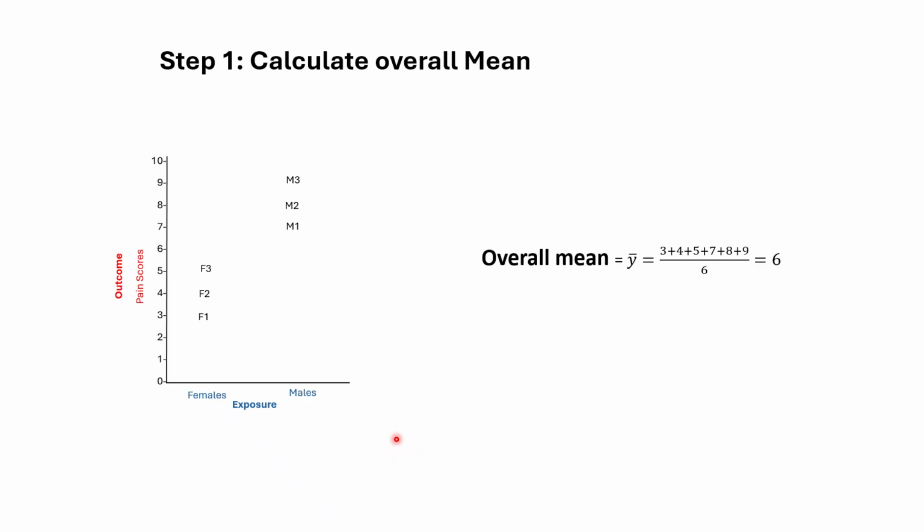In the first step, we will calculate the overall mean for all the participants in our study. So that would be 3 plus 4 plus 5 plus 7 plus 8 plus 9, divided by 6. If we sum these values up and divide by 6, the answer is 6. So the overall mean for all the participants in the study is 6.